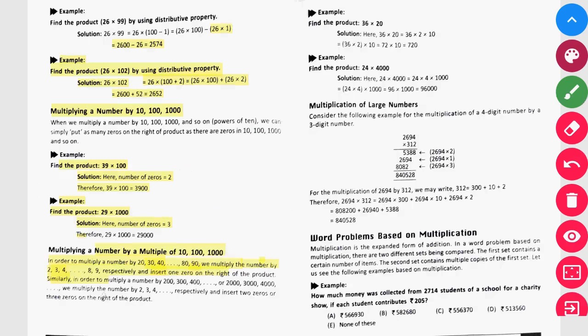Now see what is given here. Insert 1 zero at the right side of the product.